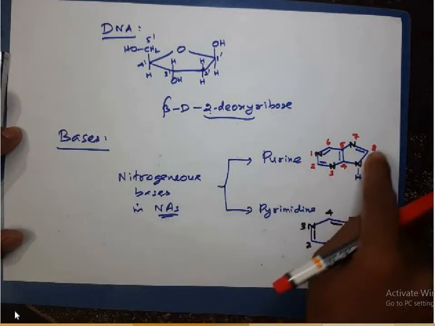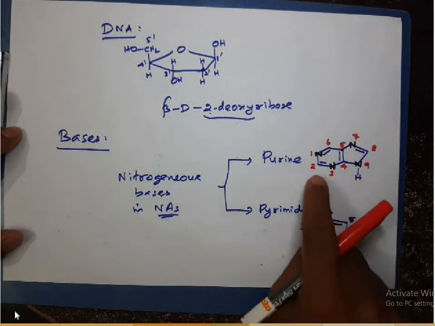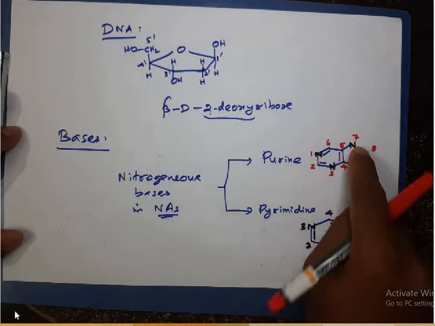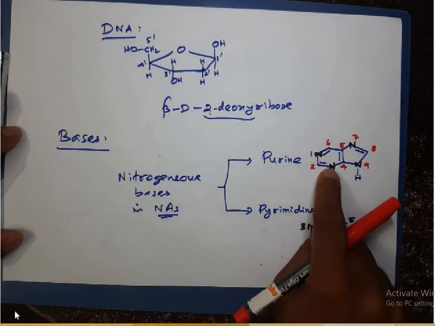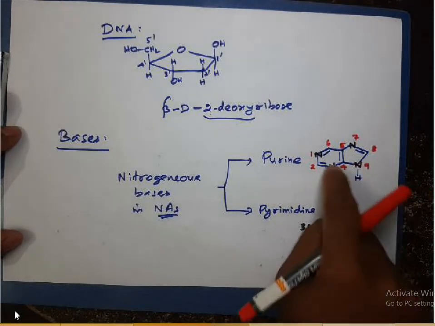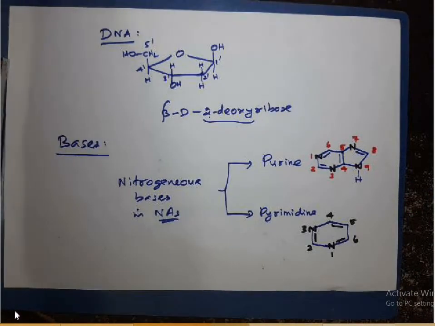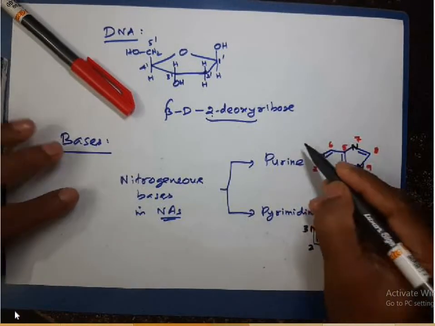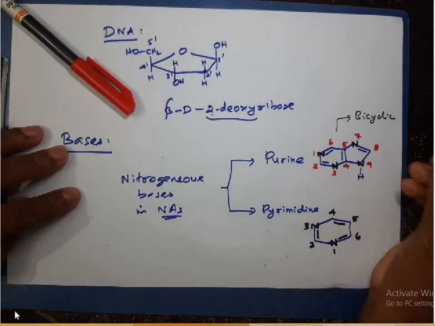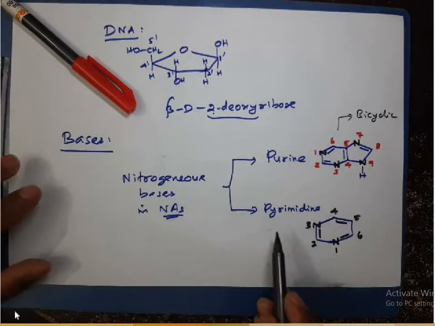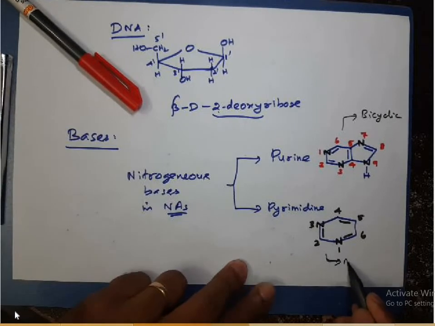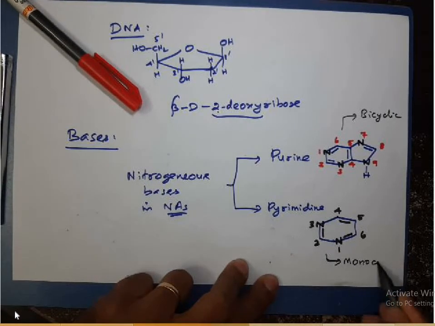This is the basic structure of purine. I have told you purine is a bicyclic compound. See, this is one cyclic ring, this is another cyclic ring. One is a 6-membered ring, another one is a 5-membered ring. So it is a bicyclic compound. Purine is a bicyclic compound, whereas the other one, pyrimidine, is monocyclic.